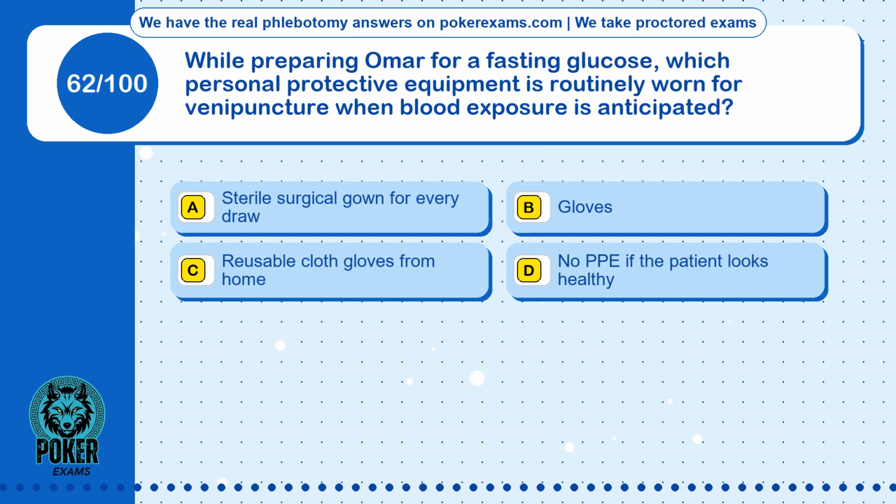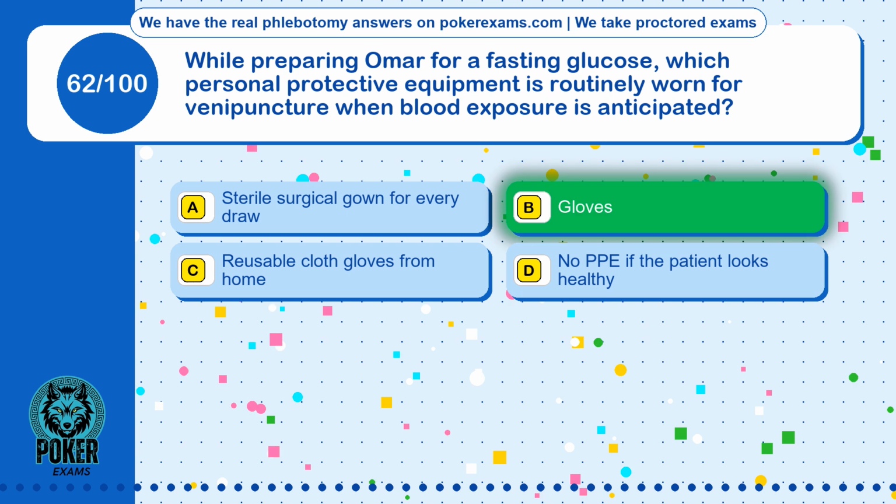Question 62. While preparing Omar for a fasting glucose, which personal protective equipment is routinely worn for venipuncture when blood exposure is anticipated? Option A, sterile surgical gown for every draw. Option B, gloves. Option C, reusable cloth gloves from home. Option D. No PPE if the patient looks healthy.